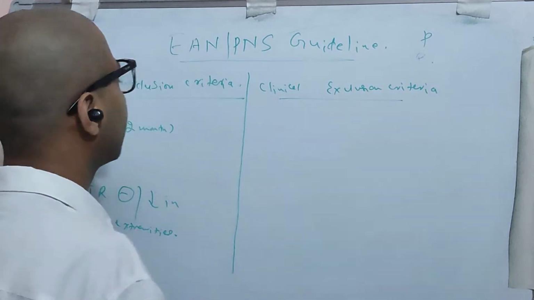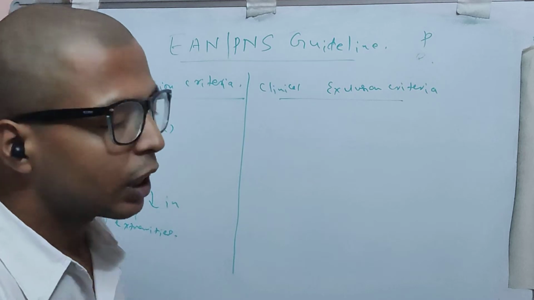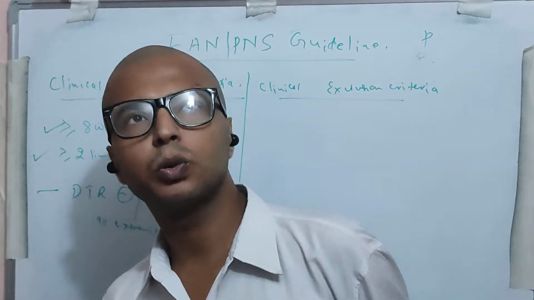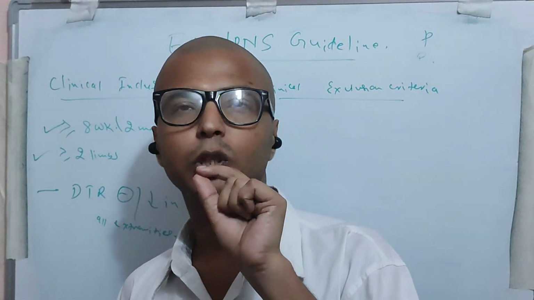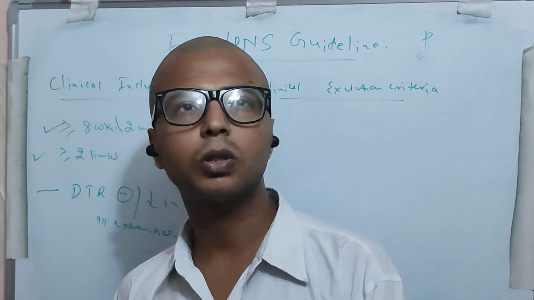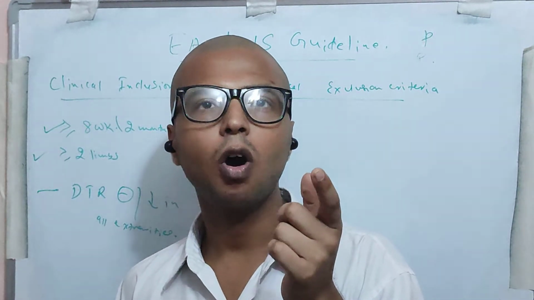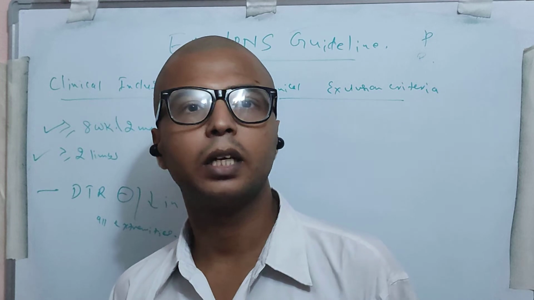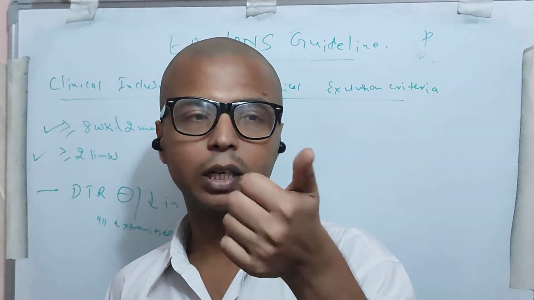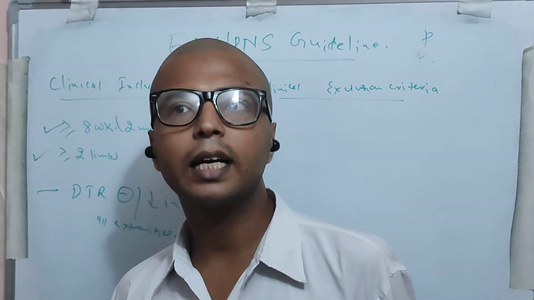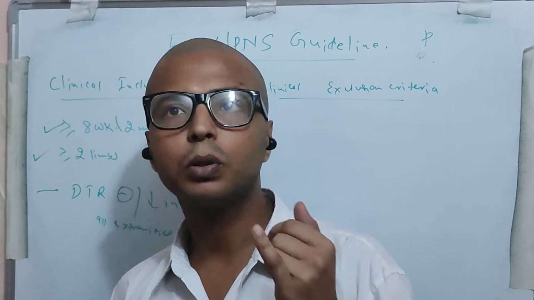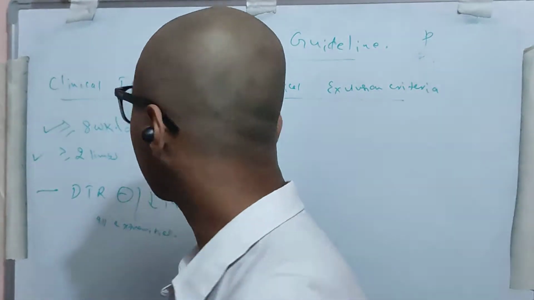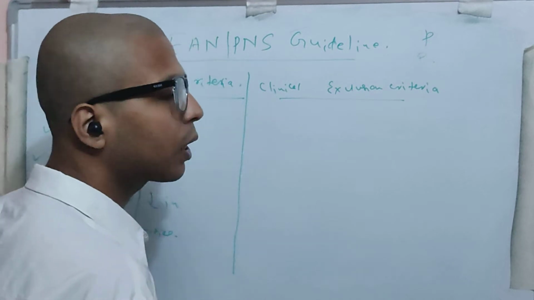Clinical exclusion criteria, guys. You can think of it this way: CIDP is a diagnosis of exclusion. You have to exclude all other causes of neuropathy, whether reversible or irreversible, because if it is reversible, then you can definitely treat that condition. So what should we exclude?